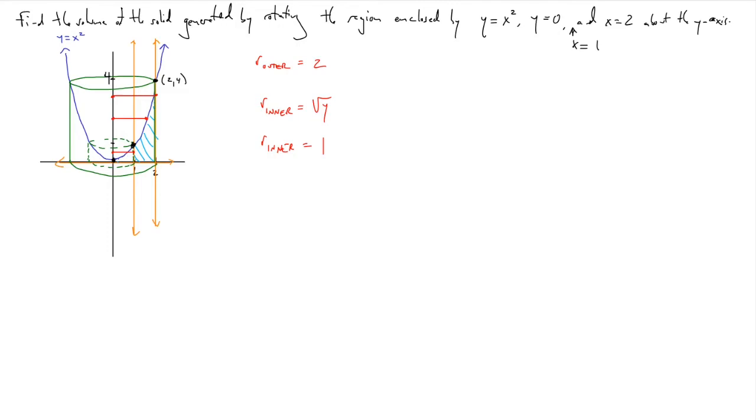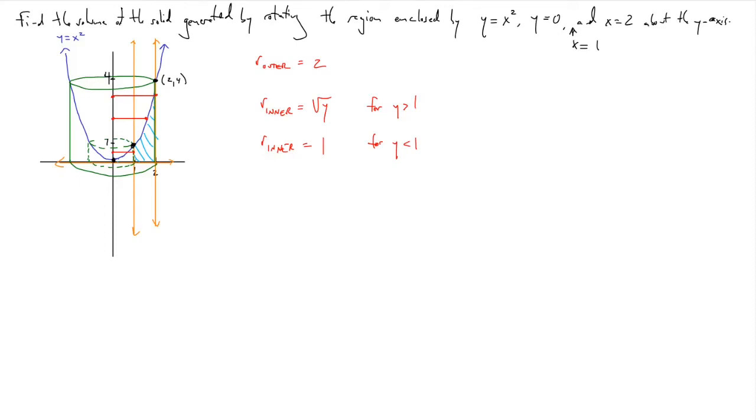And that point right there is where the curve x equals 1 intersects the curve y equals x squared. And when x equals 1, y equals 1 squared, or 1. And so that's the y value 1. In other words, the inner radius is the square root of y when we are above y equals 1, and it's equal to 1 when we are below y equals 1.